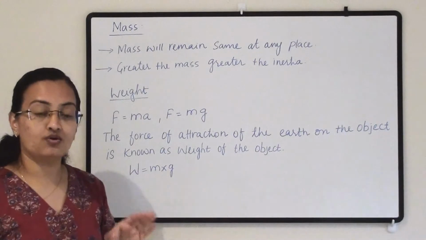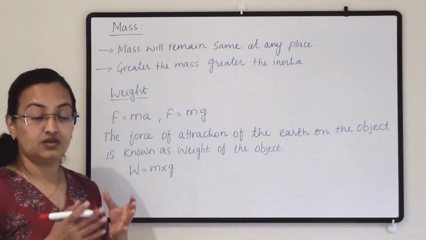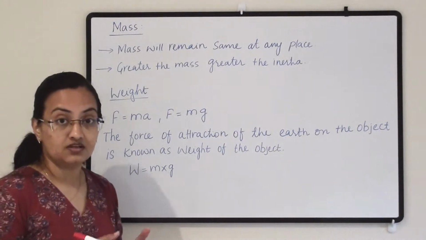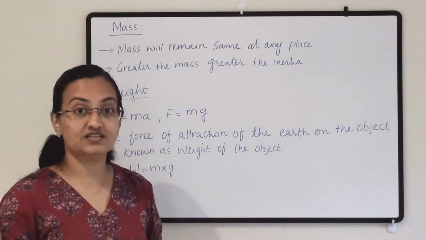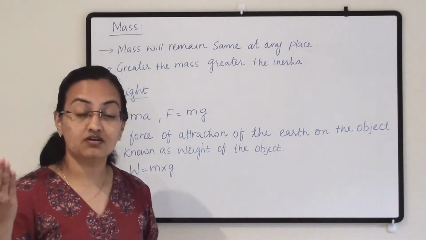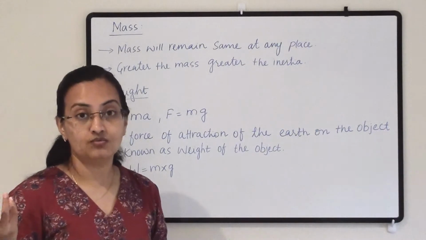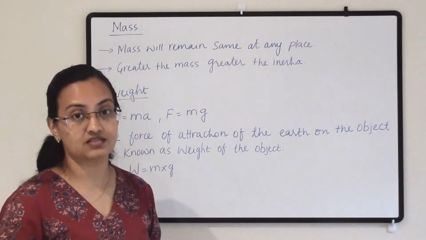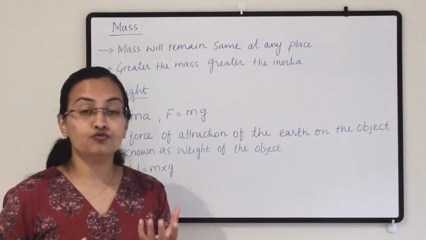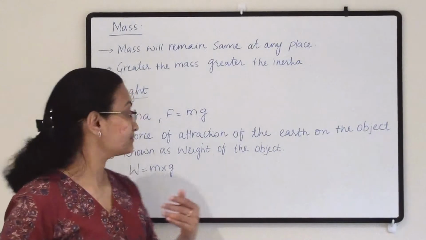Weight will change according to the change in gravitational force. If the person is on the earth, their weight is more. But if the person is on the moon, their weight is less. Why? Because Earth's gravitational pull or force is more compared to the moon. The moon's gravitational force is less, so the person's weight is also less. So as the gravitational force for that place is more, the weight will be higher.